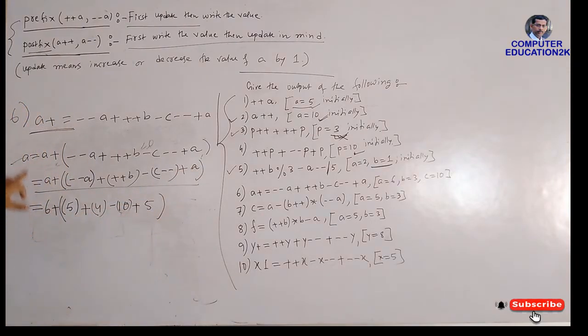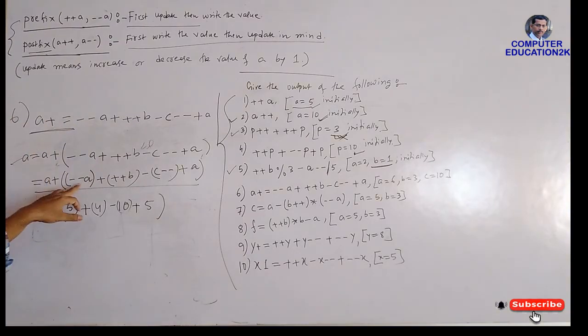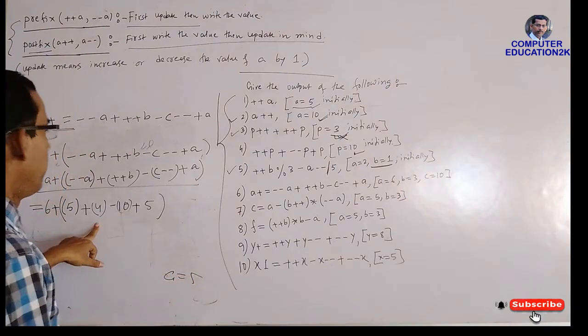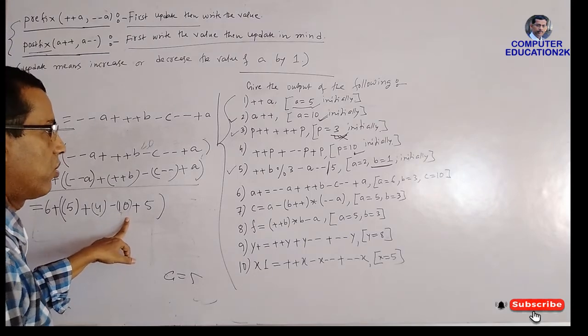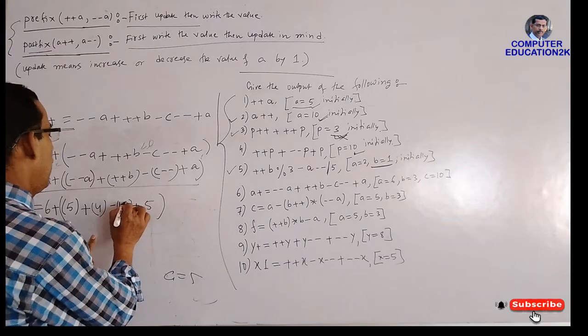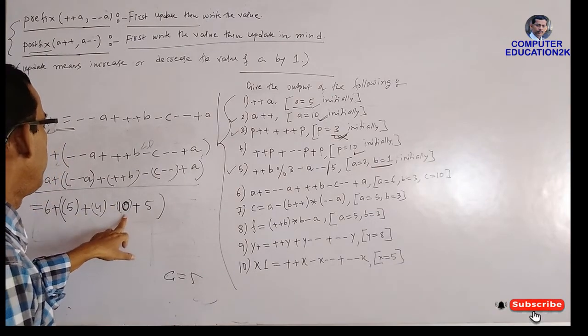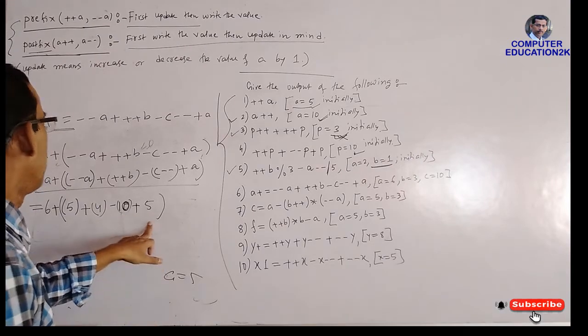How is it 5? Because at first the value of a was 6, so you have written 6 here, then minus a means 5, so a has become 5 here. Then this is b, b was 3, so it is 4, and this is c, c was 10, so you will write 10, and in mind it will decrease, in mind it will become 9, but you will write 10 here, plus 5 because a is 5.